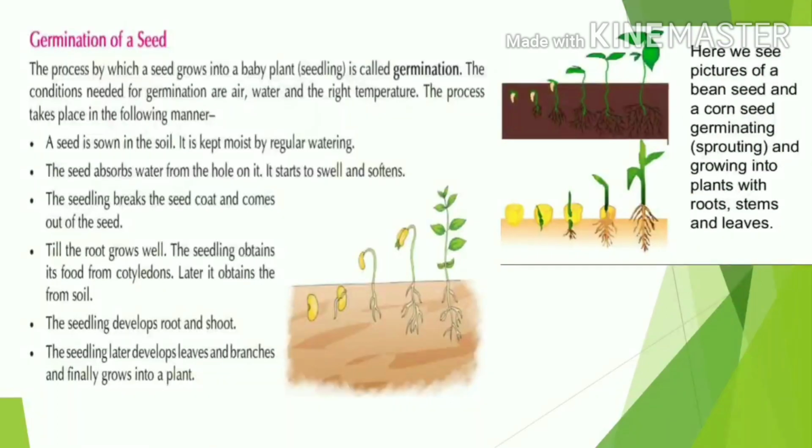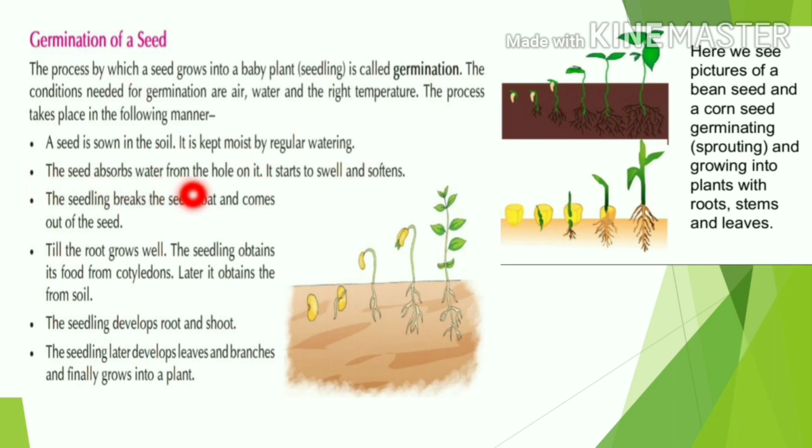One is the germination of a seed. The process by which a seed grows into a baby plant is called germination. The baby plant is known as a seedling, we all know. The conditions needed for germination are air, water and right temperature. The process takes place in the following manner. A seed is sown in the soil. It is kept moist by regular watering.